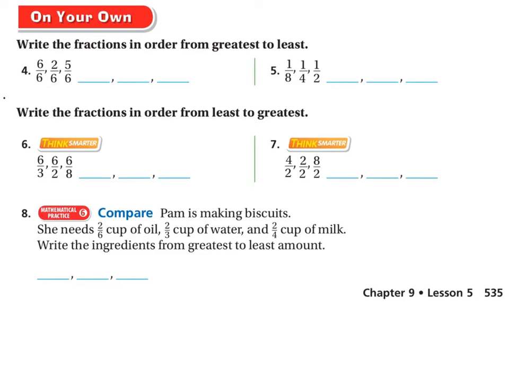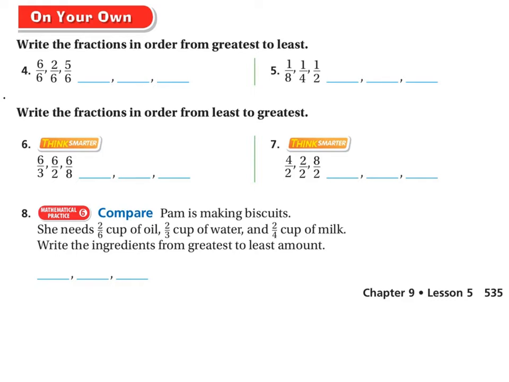Good morning, third grade. Today we are doing pages 535 to 536, numbers 4 through 12. Remember, we are skipping number 10. This lesson, we are working on ordering fractions.